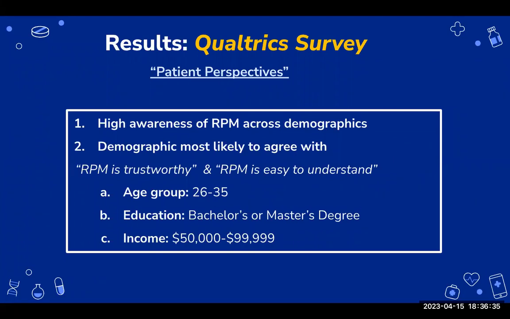Significant results from this section of the survey indicated a high level of familiarity with RPM across participants, suggesting that awareness of this technology may not be a barrier for Care Connection. However, results from this section additionally suggest differential perceptions of RPM between age groups, income ranges, and education levels. Specifically, when participants were asked the extent that they agreed with statements such as RPM is trustworthy and RPM is easy to understand, it was found that these demographics were significantly more likely to agree with these statements.